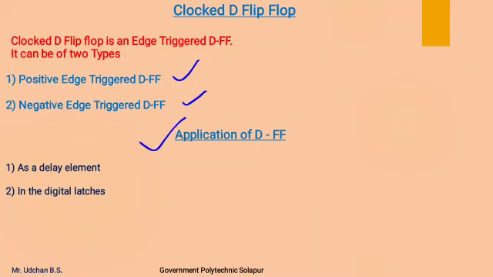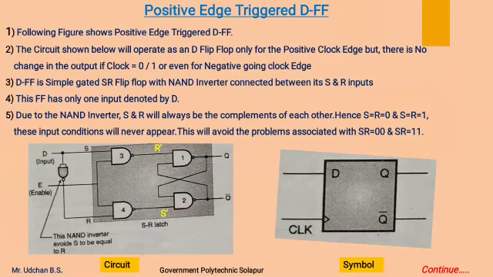Before that, we will see the application of D flip-flop. It can be used as a delay element and it can be used in the digital latches. So first we will see a positive edge triggered D flip-flop. This is the circuit diagram of positive edge triggered D flip-flop.